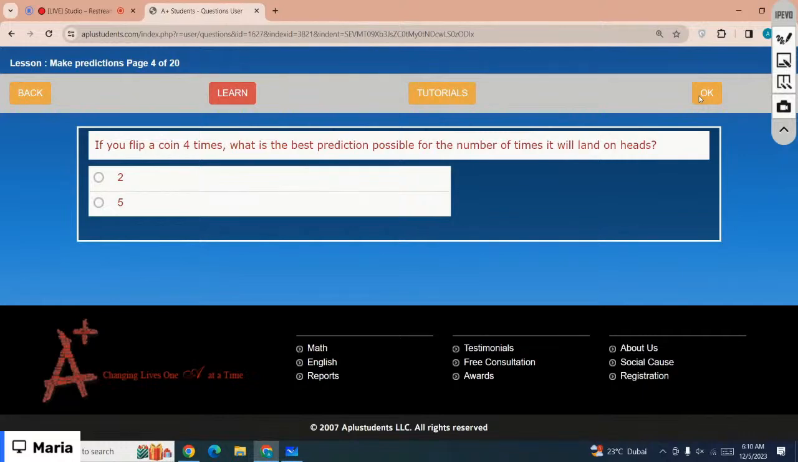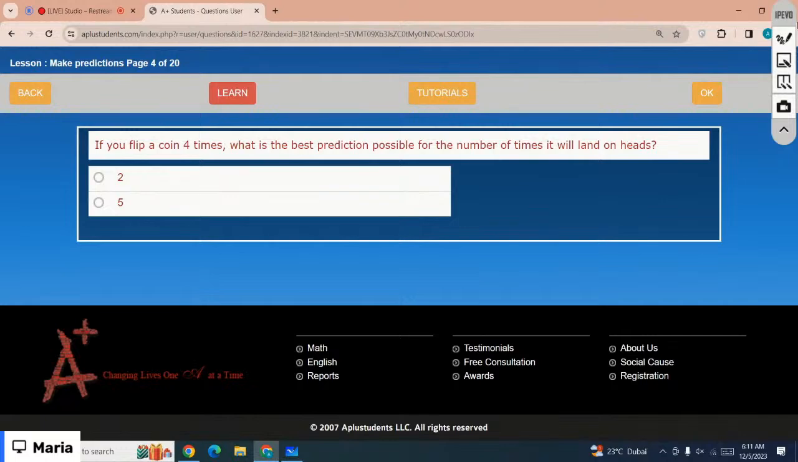Yes, the correct option is 2. Only 2, it will land. Out of 4 times, only 2 times it will land on head, that is 2 by 4, not 4 by 2 and neither 2 over 4, right?